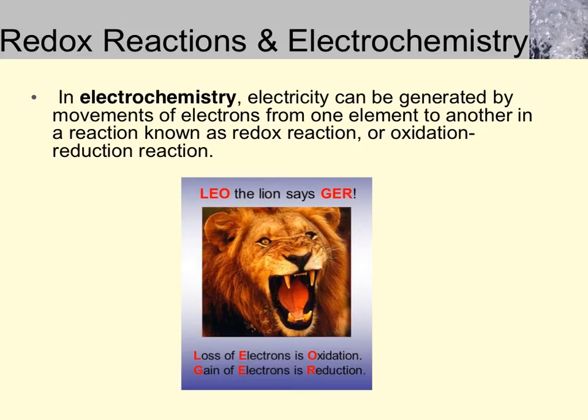Just as a brief reminder, we're talking about redox reactions. Those are reactions that transfer electrons from one substance to another. And because you're transferring electrons, and hopefully you know that electricity is simply the flow of electrons, when you have a redox reaction, you can generate electricity.